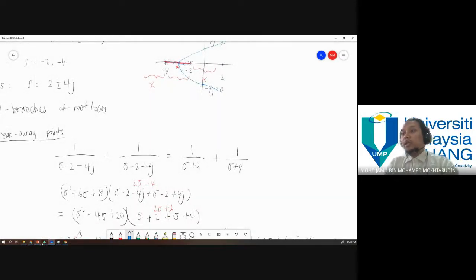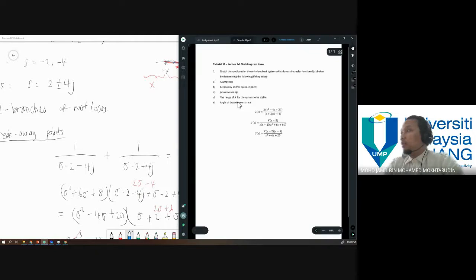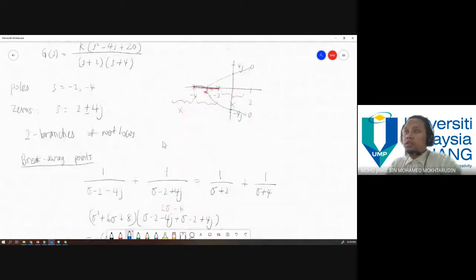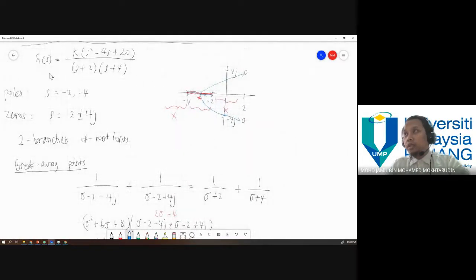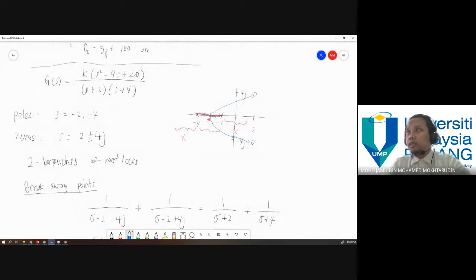And now we can continue by finding the JW axis crossing. To find the JW axis crossing, you need to find the closed loop transfer function. Okay, so this is the forward transfer function, GS. So we need to find the closed loop transfer function.